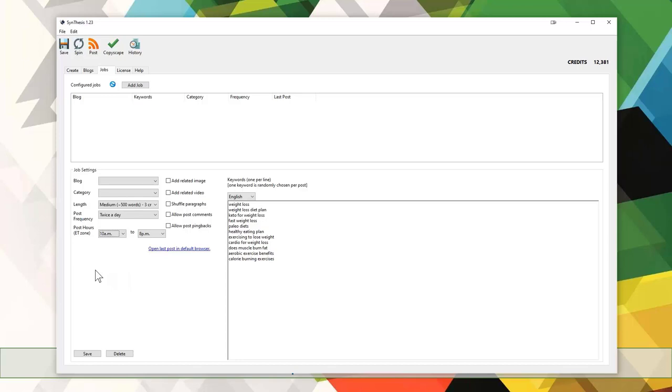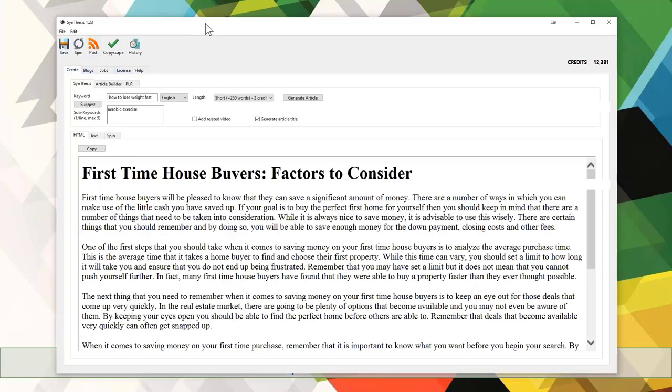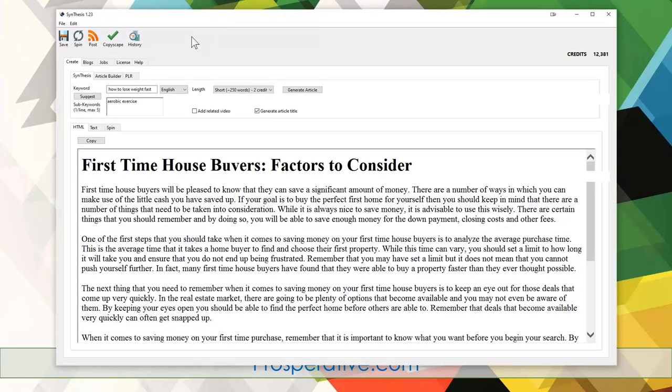Let's have a look. Any questions I've missed? Oh, here's a good one. Since these are original articles, when would I use spinning? Okay. My personal advice is never. You can use spinning if you want to. I'm going to spin this for you now.